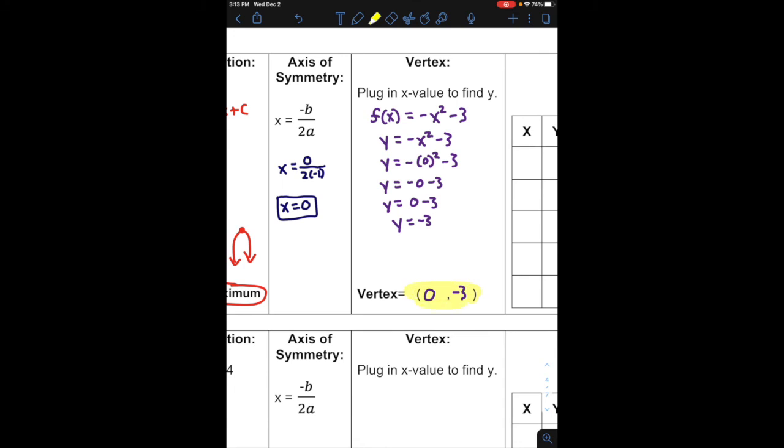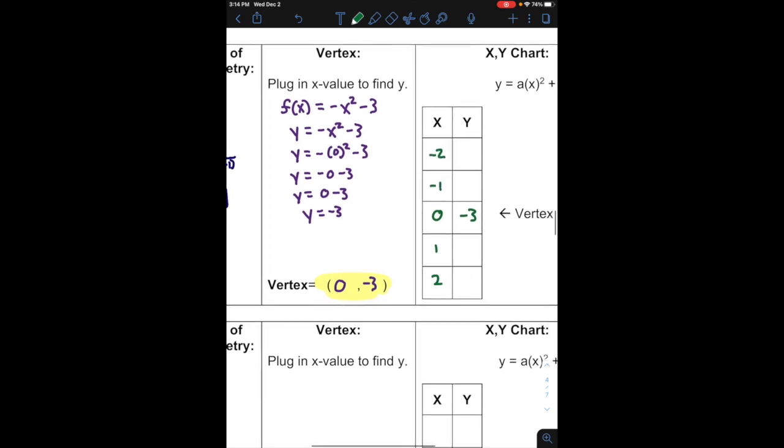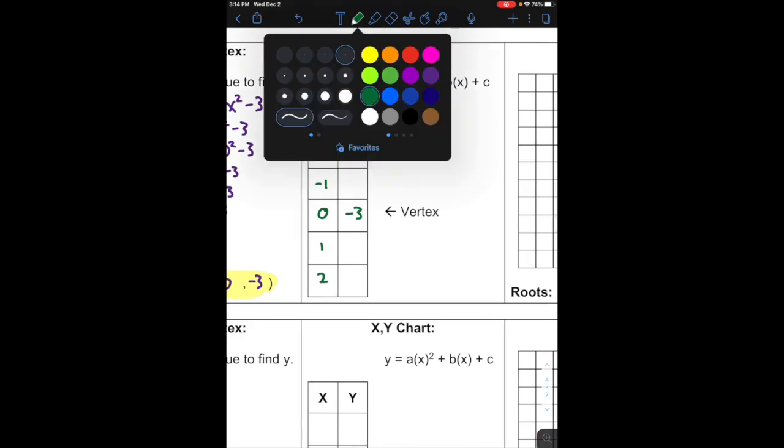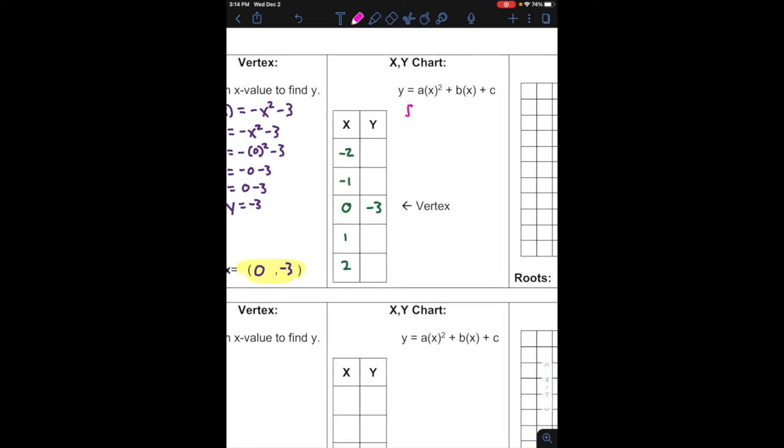Since it's in the center of our parabola, when we're making a table of values, we're going to put it in the center of that table of values and follow with the x values accordingly. So if I start with 0, I'll then use 1 and 2, and then values less than 0, like negative 1 and negative 2. We're now going to plug these x values into our function to figure out what the y values are. So our function again is f of x equals negative x squared minus 3, or y equals negative x squared minus 3. Let's plug negative 2 in first.